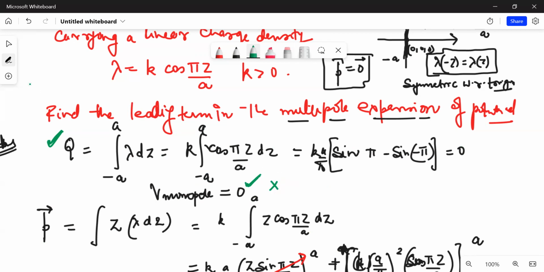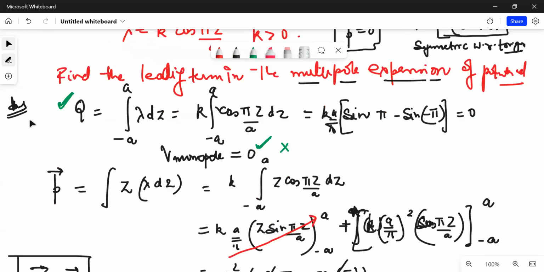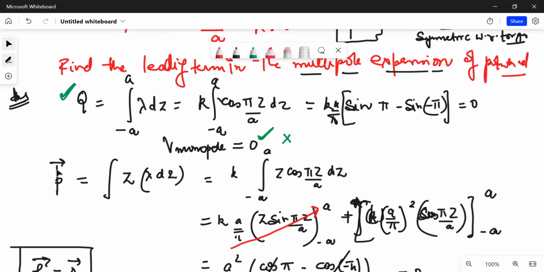Next, you know that the next term would correspond to the potential due to the dipole. So let us first find if there is some dipole moment or not. What is the dipole moment? Dipole moment is the integral of R vector dq. So instead of R, we have Z, and instead of dq, we have lambda dz.